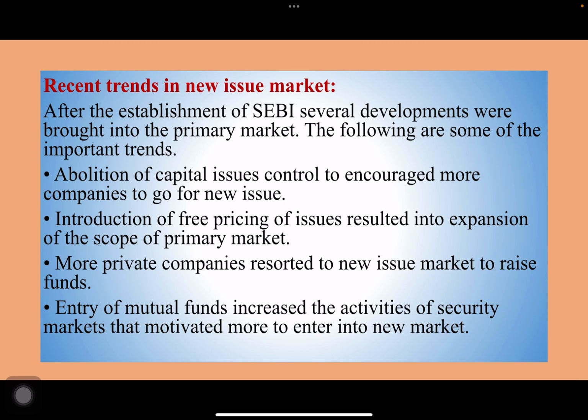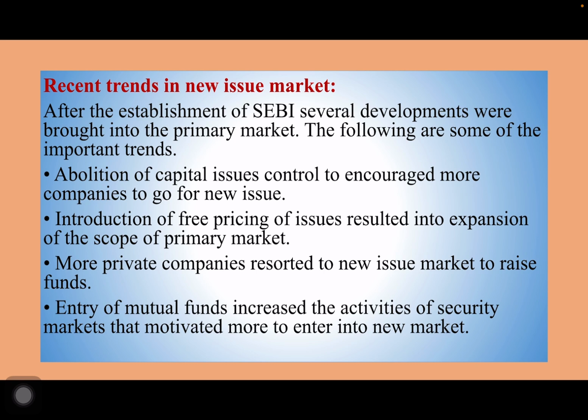Coming to the recent trends, or I can say developments. After the establishment of SEBI, that is Securities Exchange Board of India, several developments were brought into the primary market. The following are some of the important trends. The first one is abolition of capital issues to control the capital issue. So, it was abolished, and in its place only SEBI came. So, it is to encourage more companies to go for new issue.